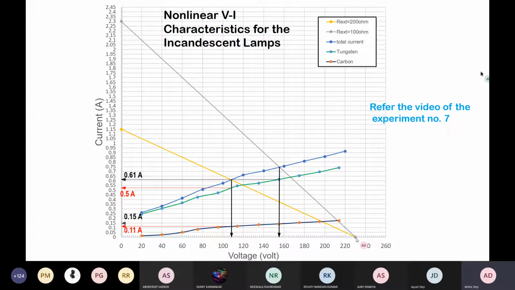So this point is fixed. And when it is in short circuit mode, that means instead of putting the parallel path, if we just remove it by a short circuit, then we'll get this current for the 200 ohm resistor, which is 230 divided by 200 ohm, which will give you 1.15, and here it is 2.3 when we have the 100 ohm resistor.